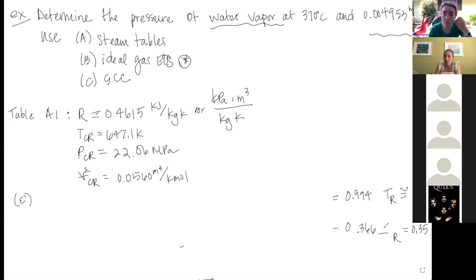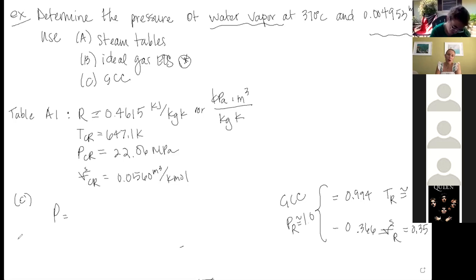All right, so based on our generalized compressibility chart from our pseudo reduced specific volume and our temperature reduced, we were able to use that generalized compressibility chart and find that our reduced pressure value is going to be about 1. So we want to determine the pressure using the generalized compressibility chart. We've determined the pseudo reduced pressure. So how do we get pressure back from pseudo reduced pressure or reduced pressure?